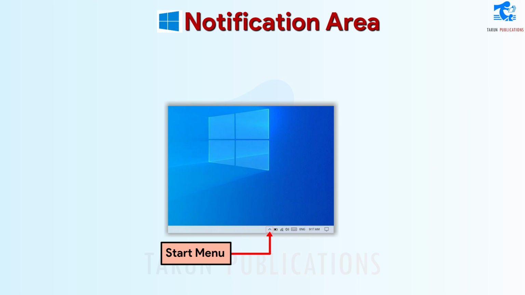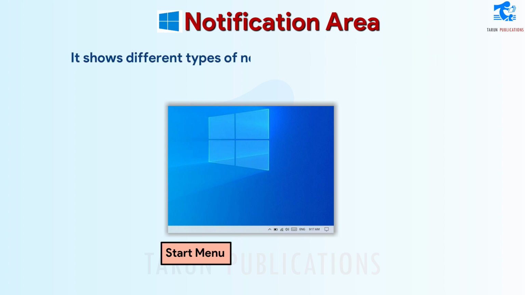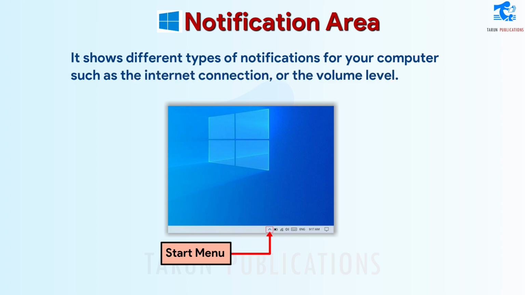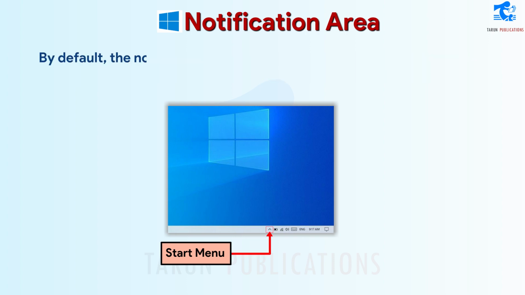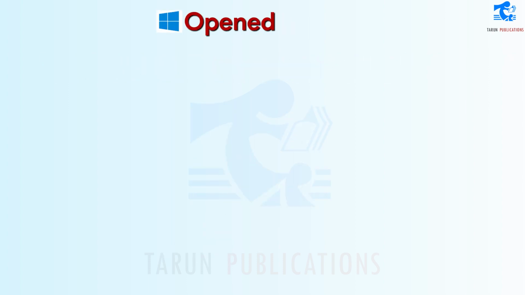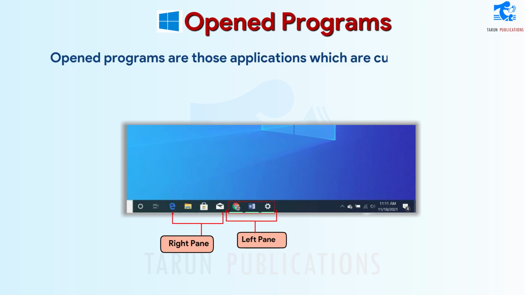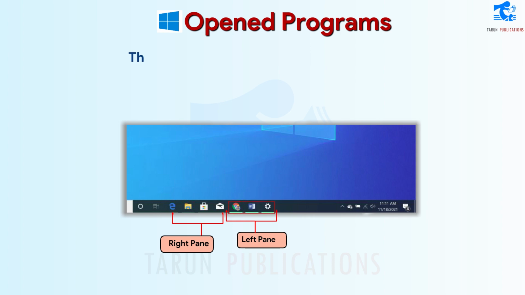Notification area. The notification area is located at the right side of the taskbar. It shows different types of notifications for your computer, such as the internet connection or the volume level. By default, the notification area shows only a few icons, but you can click the upward arrow on its left side to see the other options. Open programs. Open programs are those applications which are currently running. These are located as buttons on the taskbar.